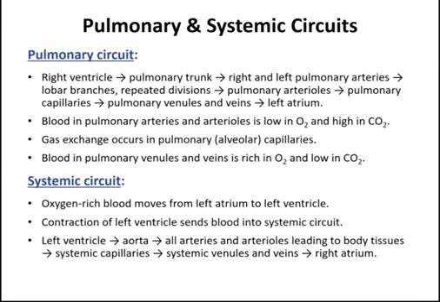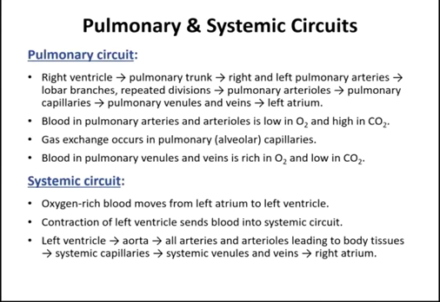Then it goes into branches when we reach these lungs and get into divisions and divisions. And we get down to the pulmonary arterioles and then the pulmonary capillaries. And at the capillary level is where we do the exchange of gases. Then we start coming out the other end with the pulmonary venules, then the pulmonary veins. And the pulmonary veins carry the oxygenated blood back to the left atrium.